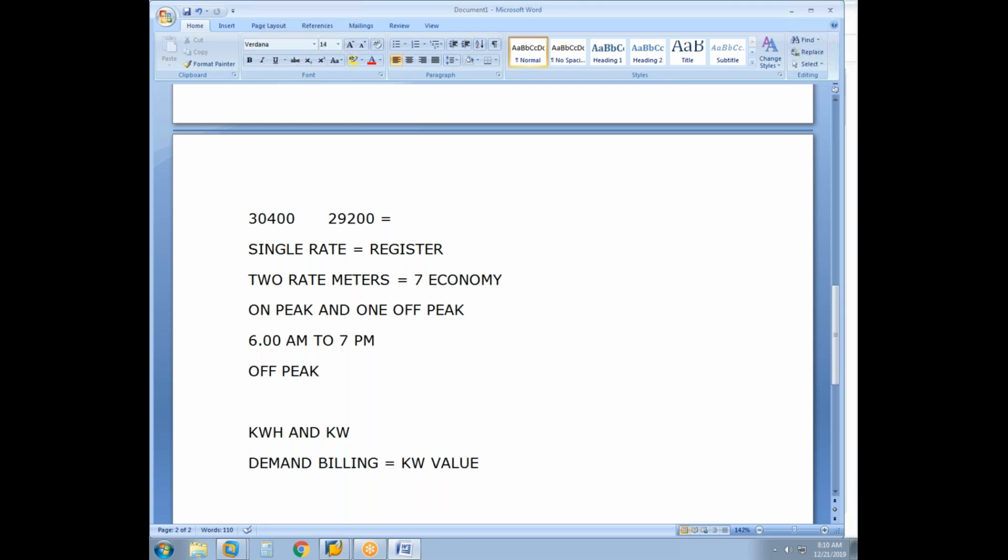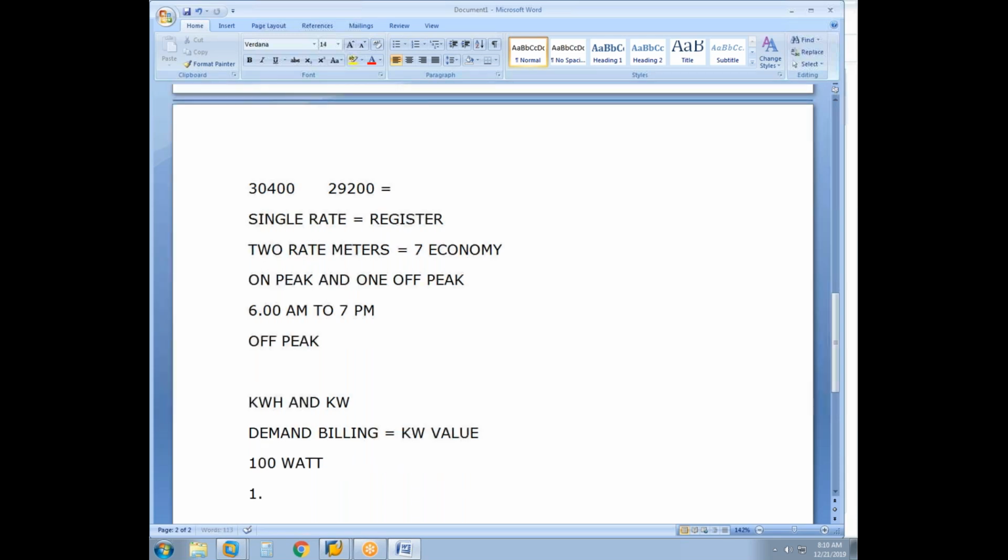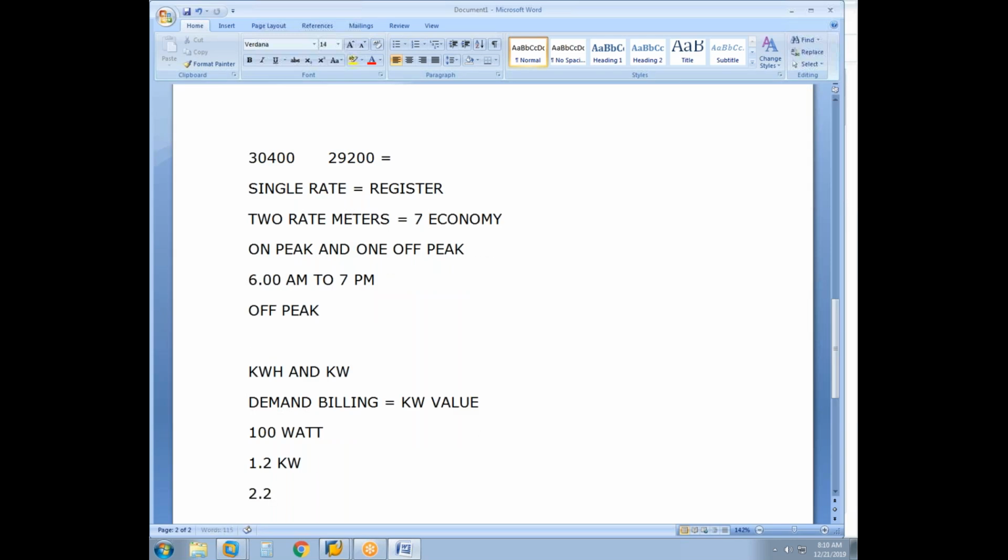Basically, what is the demand? It's the rated capacity of an equipment. Suppose you have a bulb of 100 watt. Then we say the demand is 100 watt. I have a computer which is 1.2 kilowatt. It's the demand. I have an air conditioner which is 2.2 kilowatt. This is the demand. The moment it starts consuming 2.2 kilowatt, that is a combination of voltage and current you need to supply so that the machine will start working. This is the rated capacity.